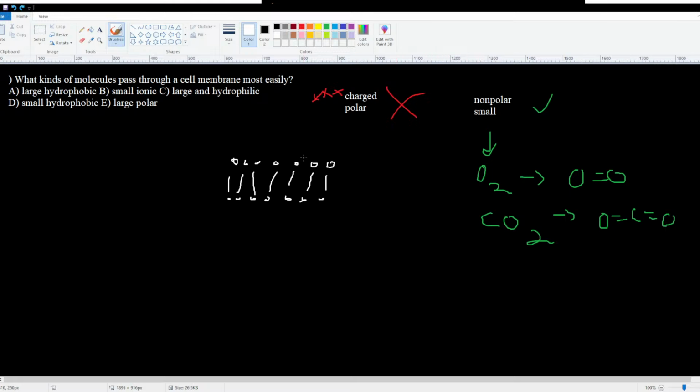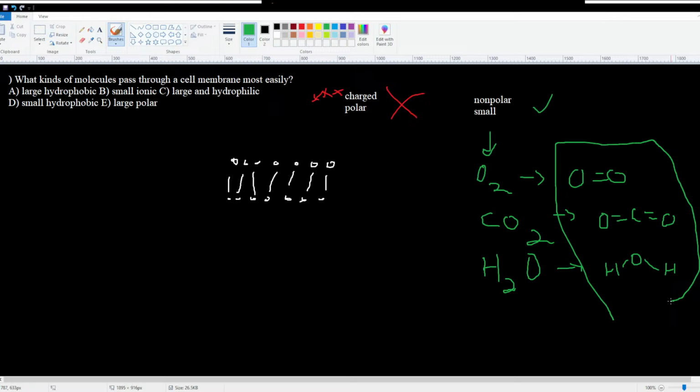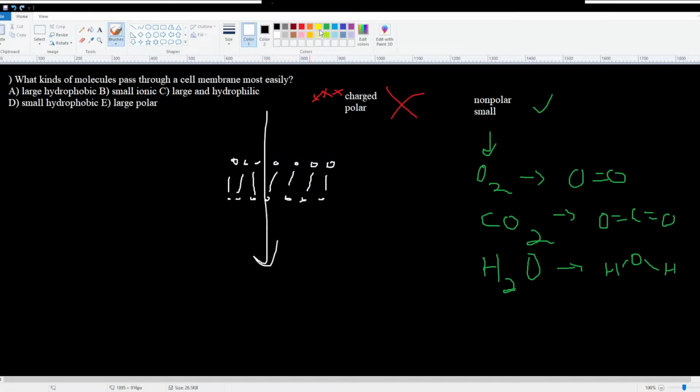And one more thing. I know I said polar molecules are not going to pass through the cell membrane easily. However, water is the only exception to this. Water is the magical exception. So these are your only exceptions. Something that's nonpolar and small is just able to go right on through. Check.